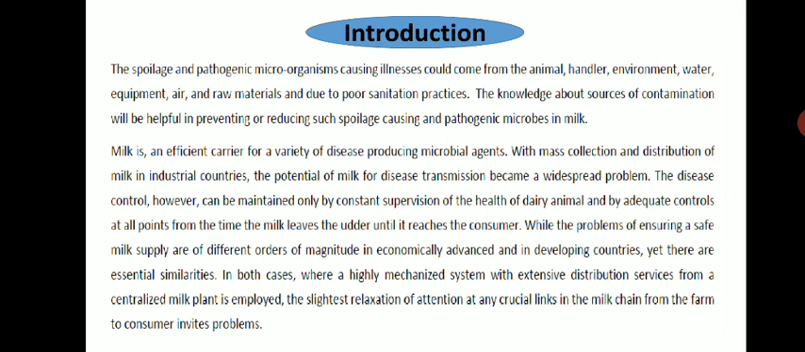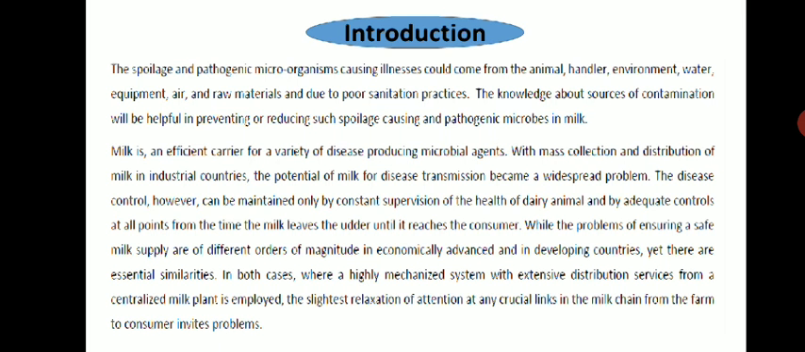While the problems of ensuring a safe milk supply are of different orders of magnitude in economically advanced and in developing countries, there are essential similarities. In both cases, where a highly mechanized system with extensive distribution services from a centralized milk plant is employed, the slightest relaxation of attention at any crucial link in the milk chain from farm to consumer invites problems. So this is the basic scenario behind this topic.